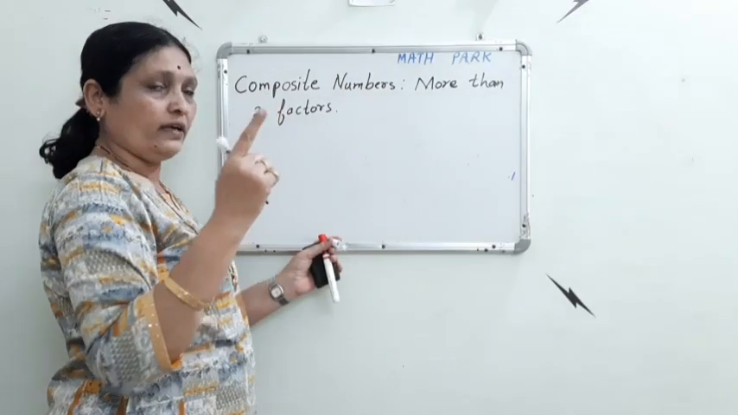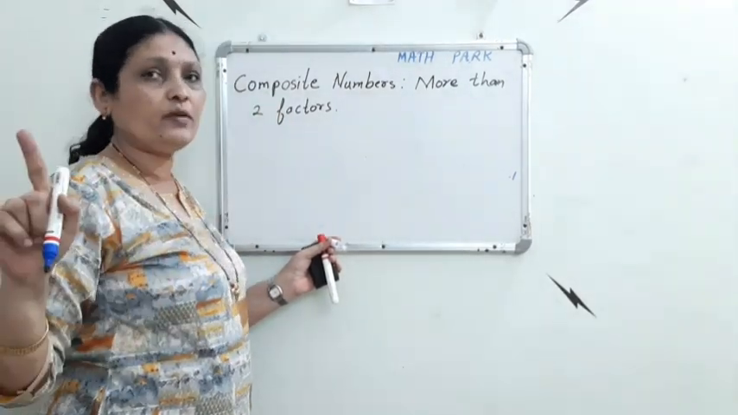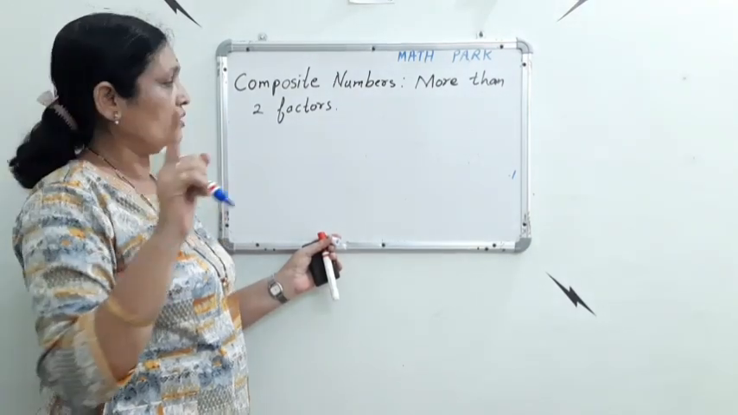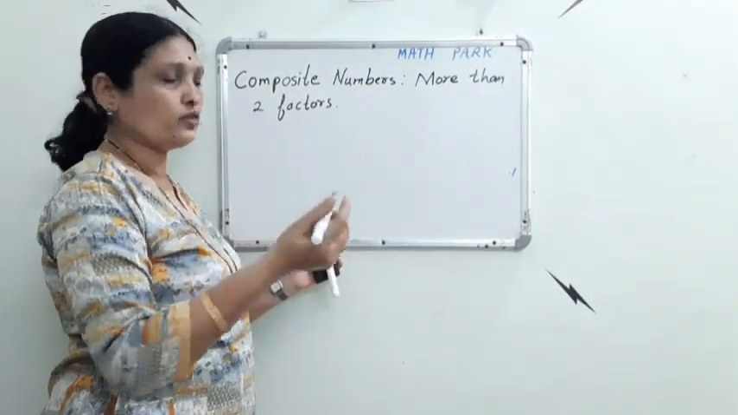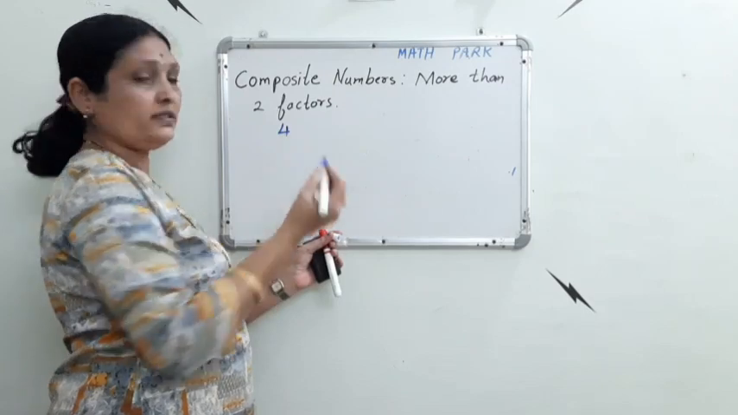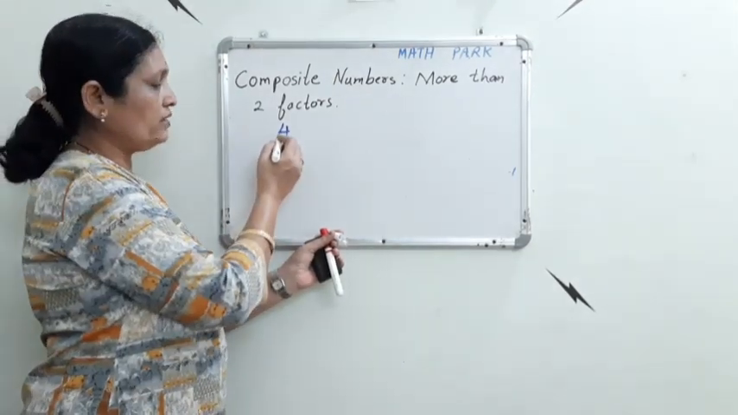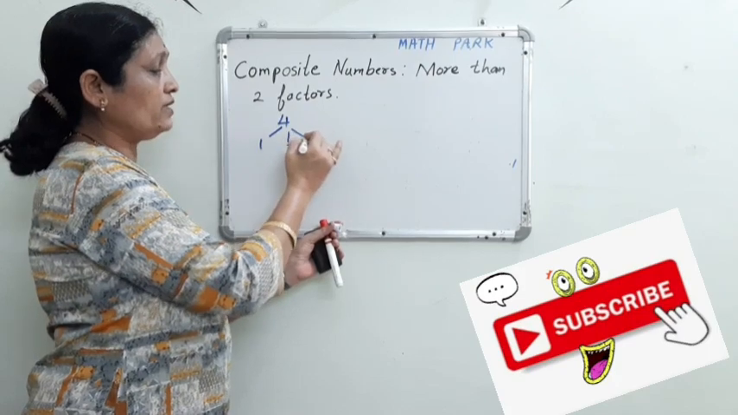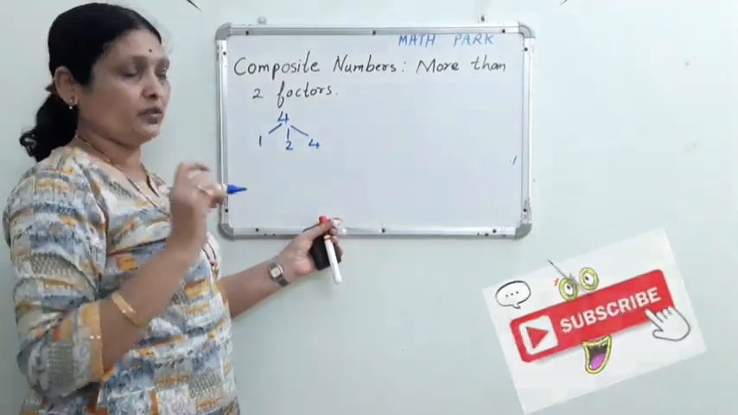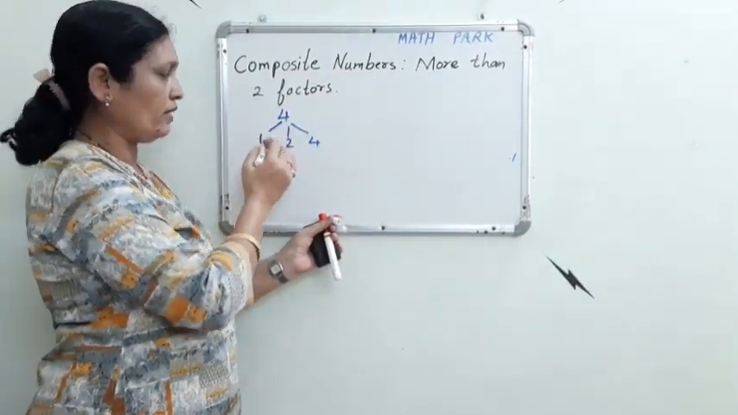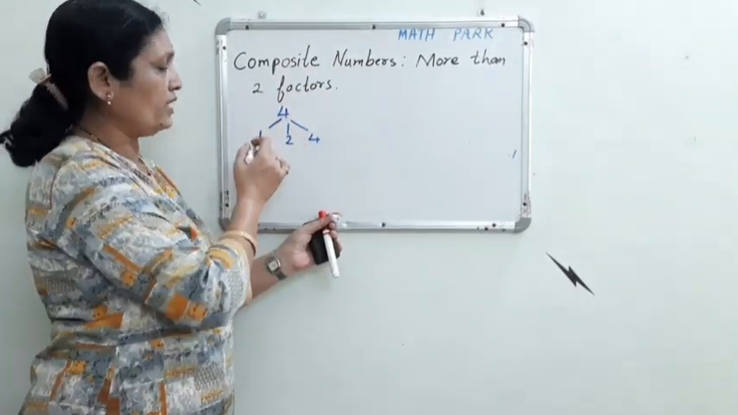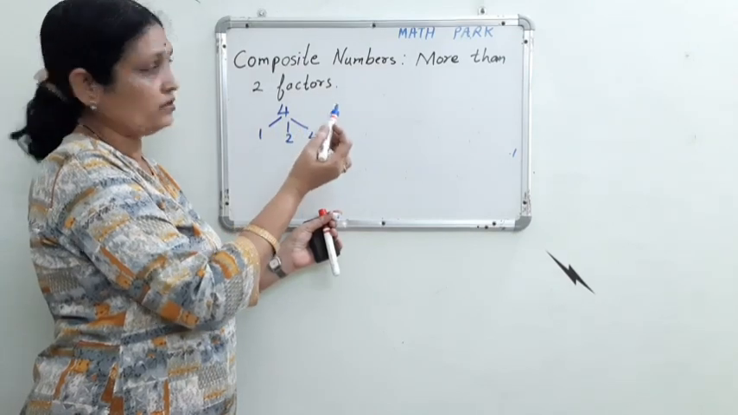Now we know that 0 and 1 are neither prime nor composite. 2 is a prime, 3 is a prime. So next is 4. Let us see what are the factors of 4. Factors of 4 are 1, 2 and 4. Factors are exact divisors of a number. That means when I divide 4 by 1, 2 or 4, the remainder will always be 0. So we can see that 4 is having 3 factors, so it is composite.